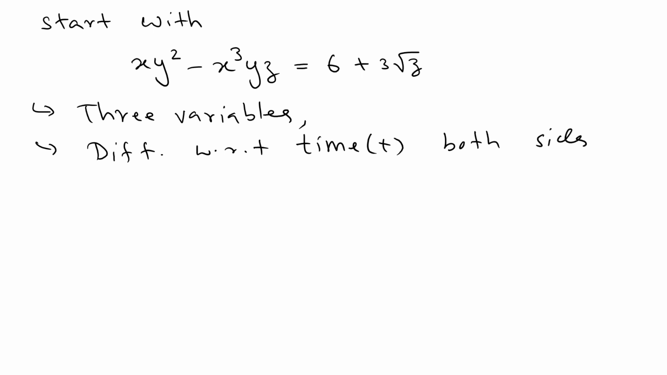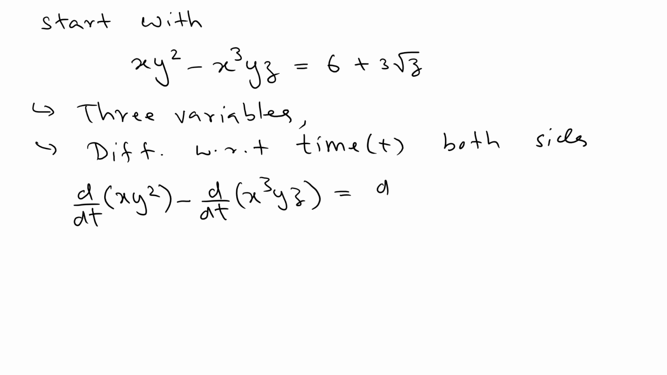So we have first term d over dt of x y squared, minus d over dt of x cubed y z, and then again d over dt of this side, which is 6 plus 3 square root z. Okay, so let's take the derivative. So the first one, you can see it's a chain rule. So we use the chain rule for all of them.